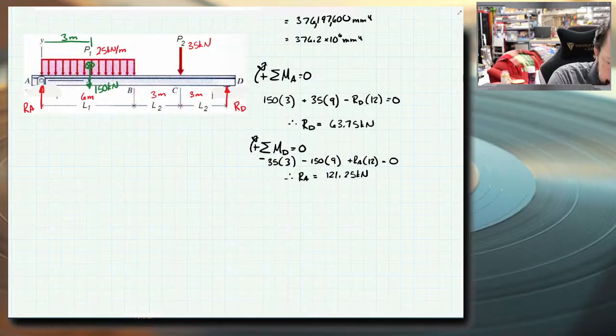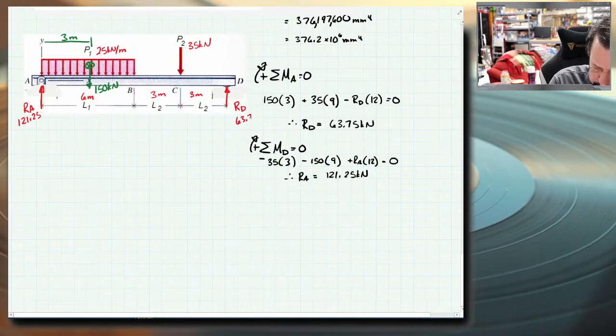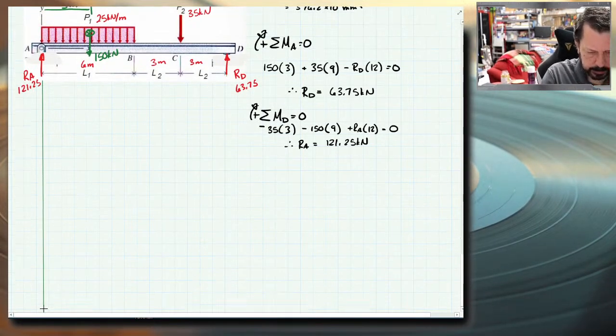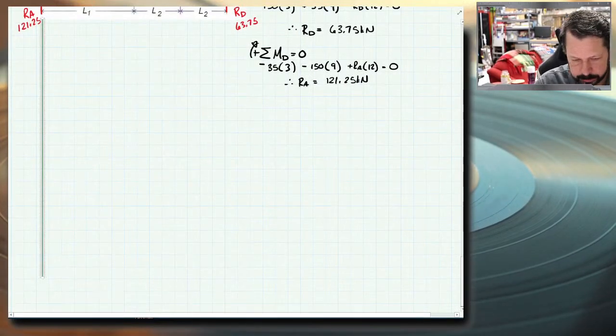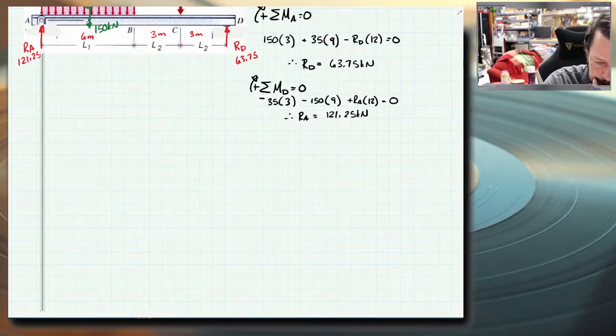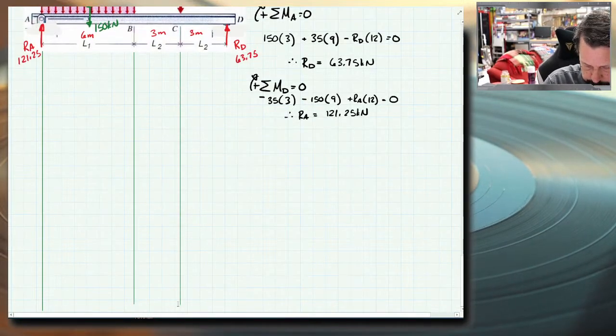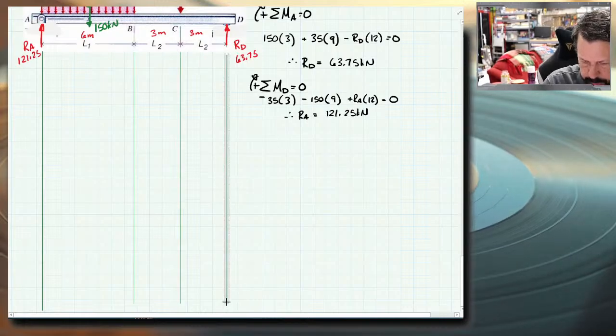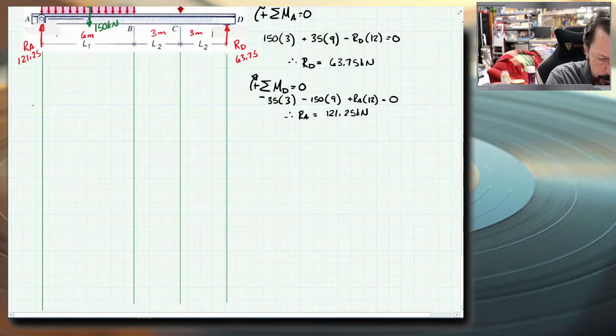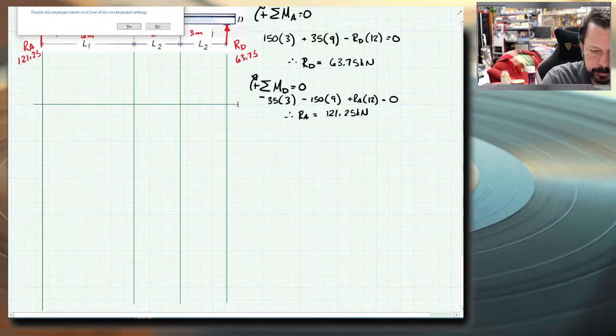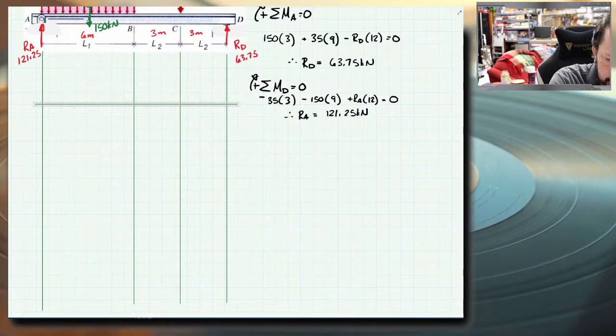All right, so let's put those in. RA 121.25, RD 63.75. Now let's draw our references. Oh, all right, something like that. I want it kind of on the screen. Okay, and let's draw a horizontal line for where we're going to put the shear. Oh, wait, I wanted a straight one, though. Oops. No. I held down the shift key for too long. So that's V equals 0 kilonewtons.